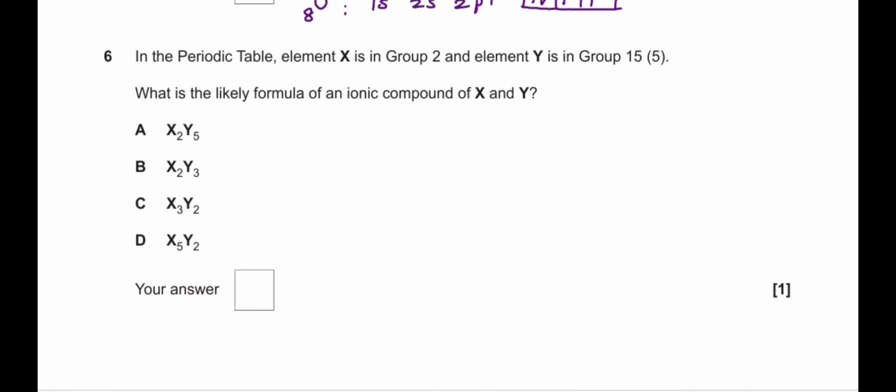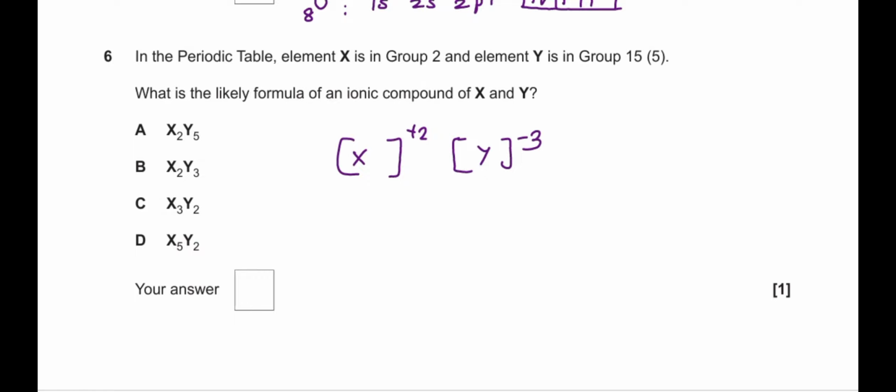Question 6. In the periodic table, element X is in group 2 and element Y is in group 5. What's the likely formula of an ionic compound of X and Y? If an element is in group 2, its ion will have a charge of +2. Therefore, the ion of X will have X plus 2 charge. So let's write that as X with a positive 2 charge. Okay. And when an element is in group 5, its ion will have a charge of -3. That means Y will have a charge of -3. Let me put this +2 outside here.